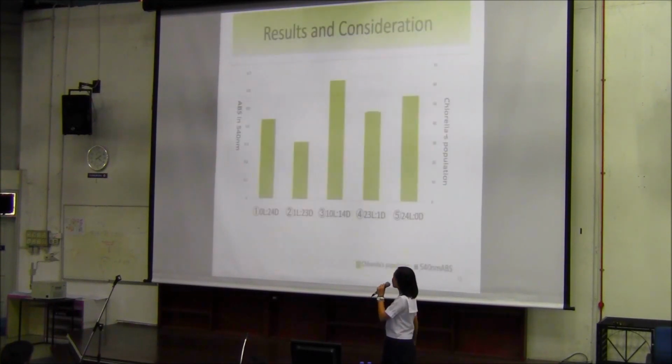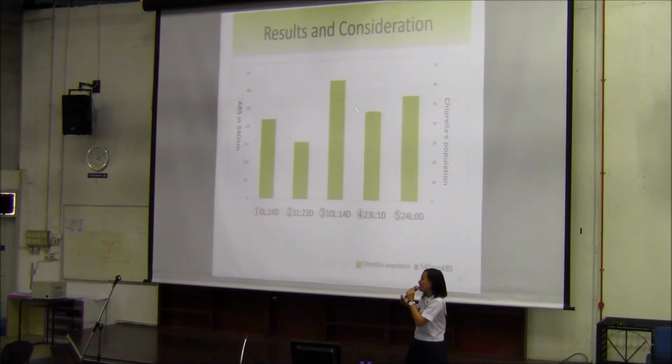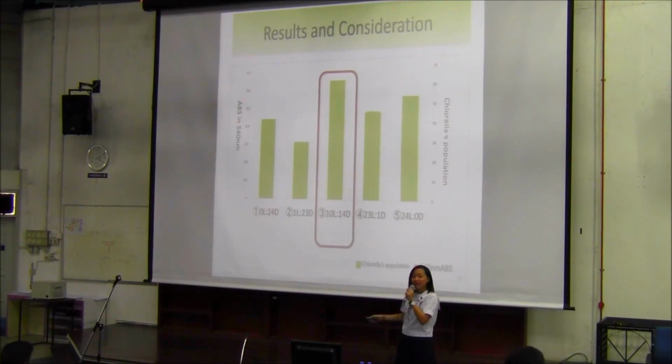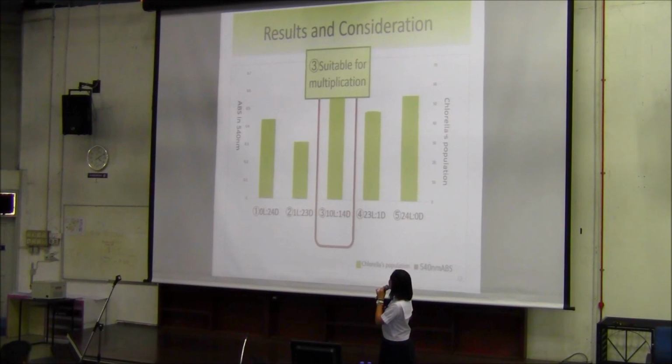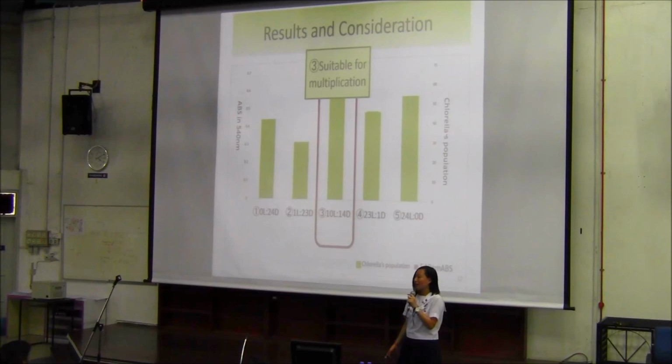Next I'll show you the results. These green bars mean the Chlorella population. Look at graph number 3. The Chlorella culture in condition number 3 multiplied the best. We think this is because condition number 3, 10L and 14D, is designed by the National Institute for Environmental Studies. So this is suitable for multiplication.